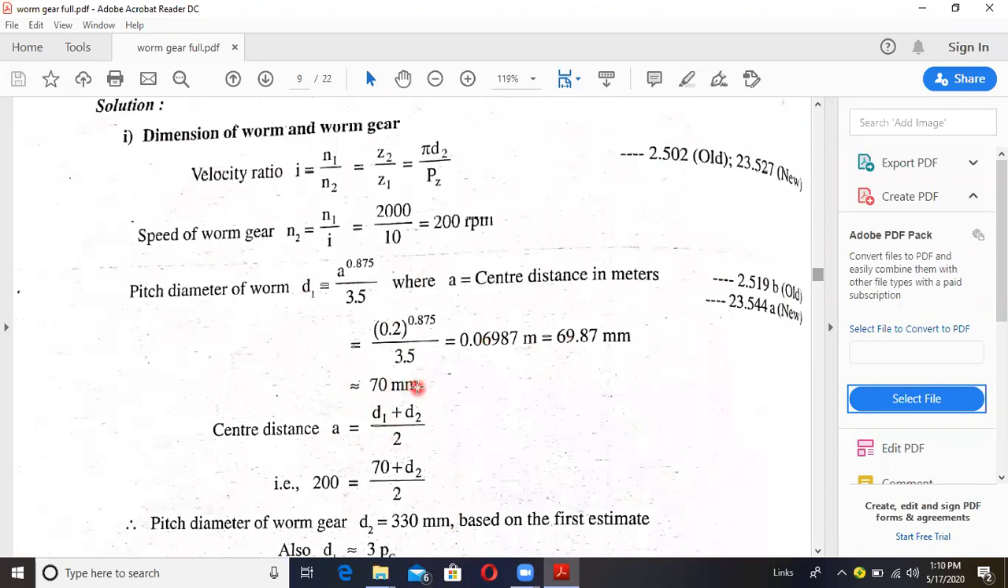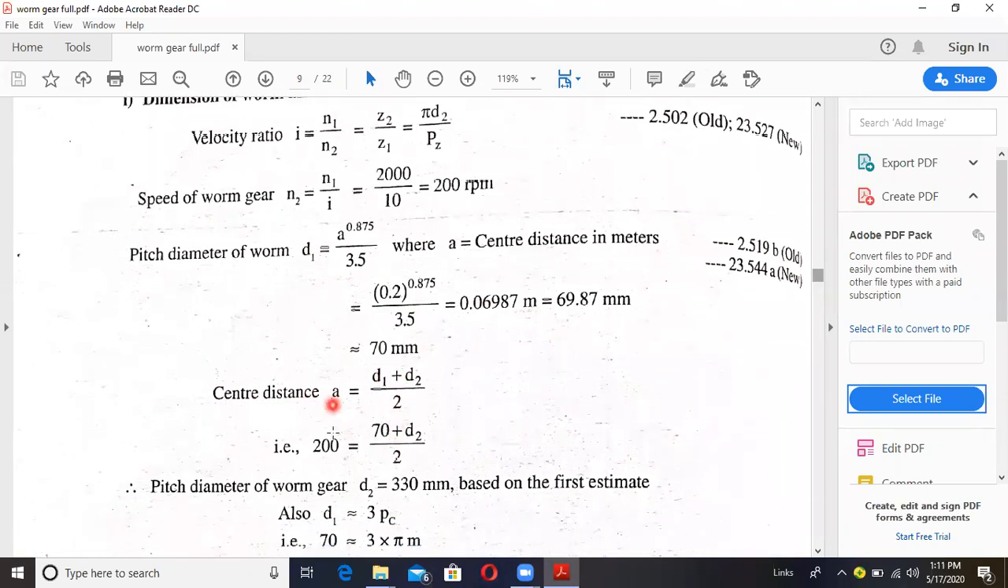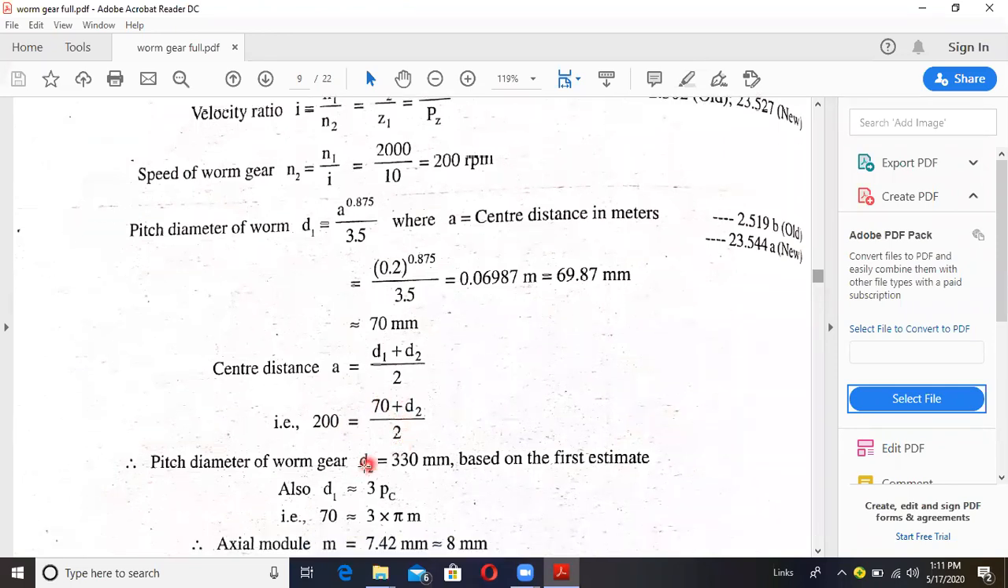Now we have to calculate D2. So this is the D1 diameter of the worm. Now we have to calculate the pitch diameter of the gear, so by using another formula, A is equal to (D1 plus D2) by 2. Now substitute A, then we will get D2. D2 is equal to 330 mm.